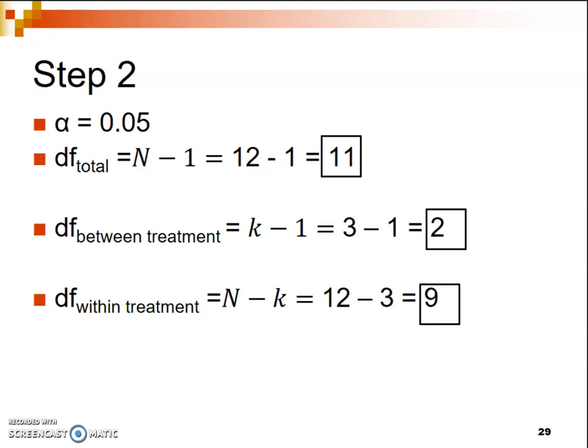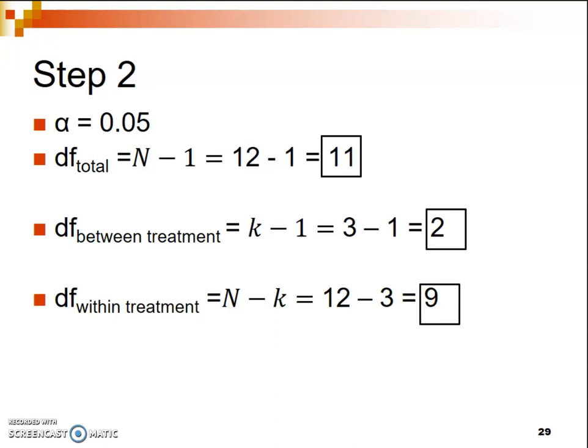One thing I want to point out is that our between plus within degrees of freedom equals the total degrees of freedom also. That's a good way to double check your work to make sure you calculated everything right. Your between plus your within degrees of freedom should also equal the total value. If it doesn't, then you calculated one of them wrong.